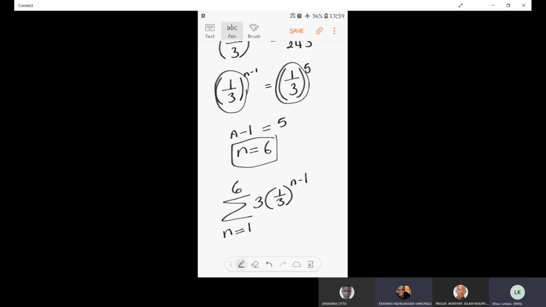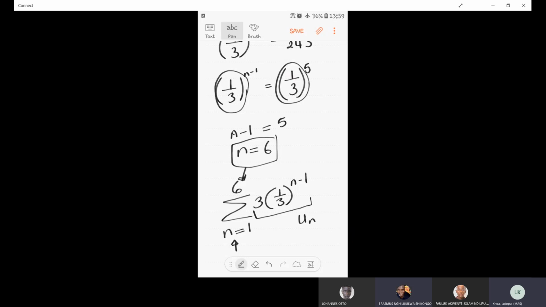This is a bit complicated. Is it? Because I'm just substituting. I know what should go here. This is my starting point. What should go there is my end point, and what goes over here is the formula for the nth term. That's it.